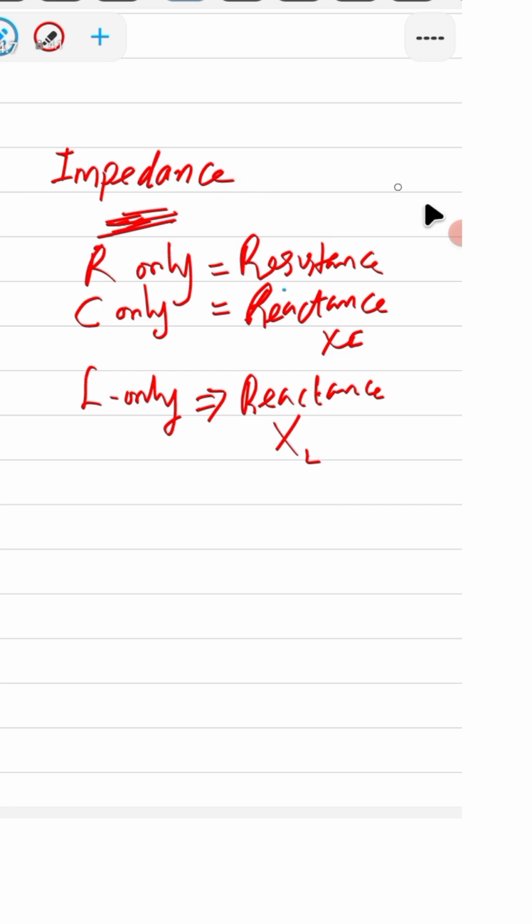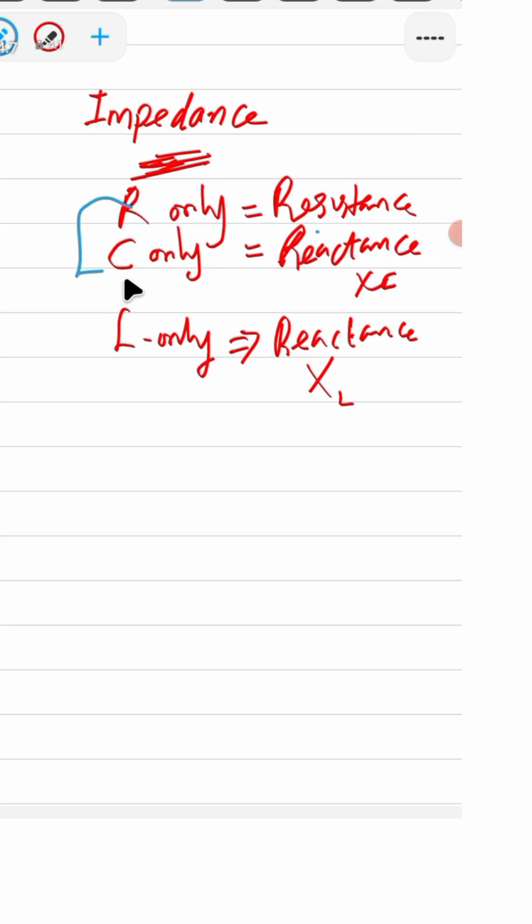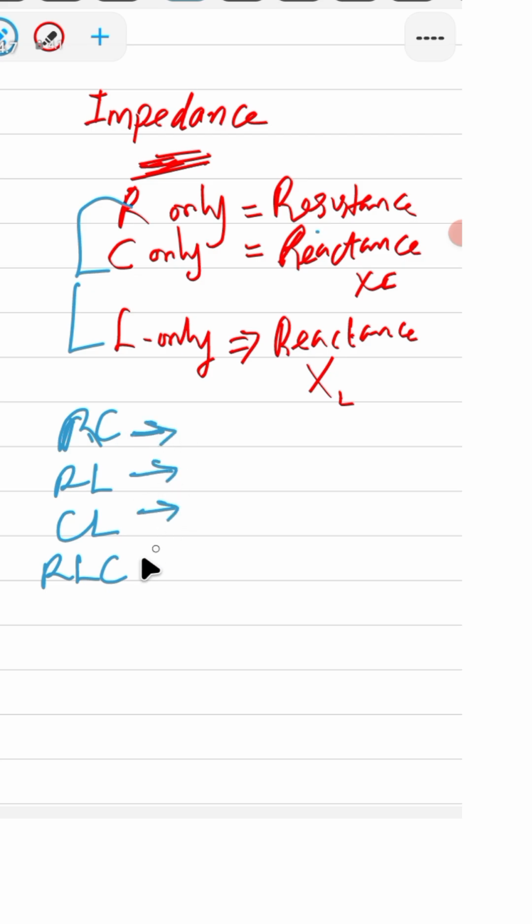Now, what of this impedance? Impedance is when you have a combination of any of these. Maybe when you have RC, or RL, or CL, or the three of them together, RLC. In these instances, the opposition to the current will be called impedance. The symbol of impedance is Z.